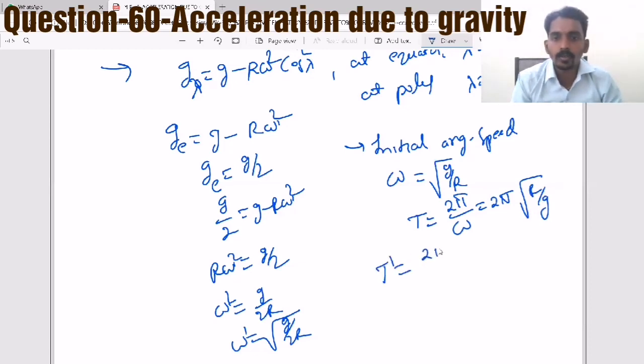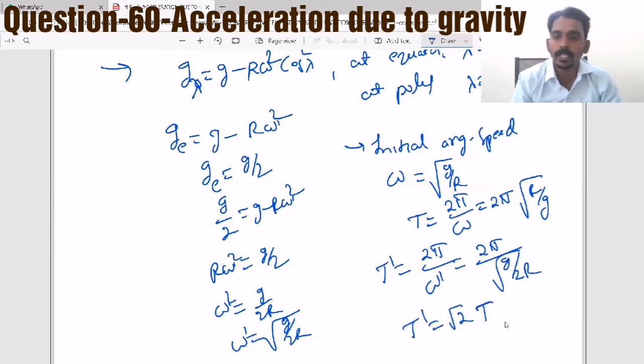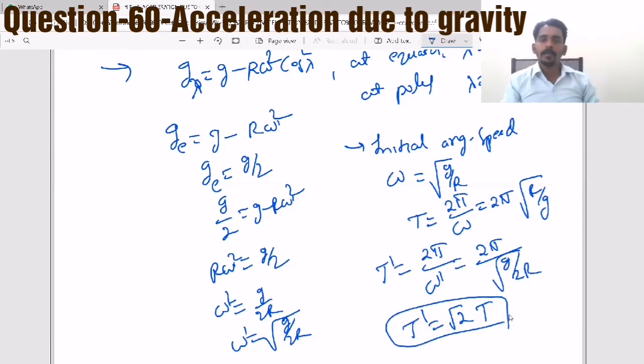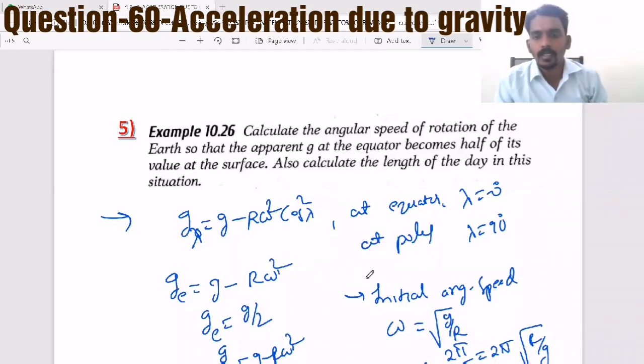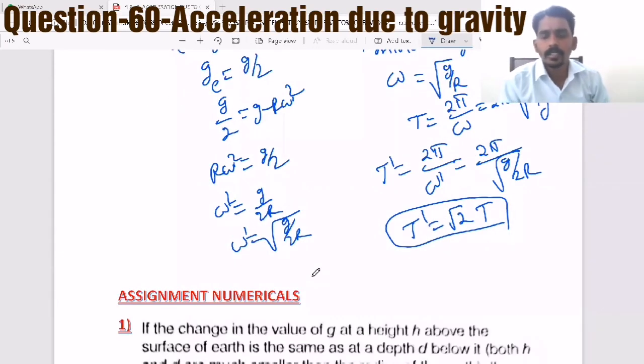Now the new time period equal to 2 pi by omega dash. So 2 pi by omega dash is root of G by 2R. That means T dash will become root 2 times initial time period. So the time period got increased to root 2 times. So that here time period got increased means the length of the day also changes. So time period nothing but what? Time taken to complete one revolution.